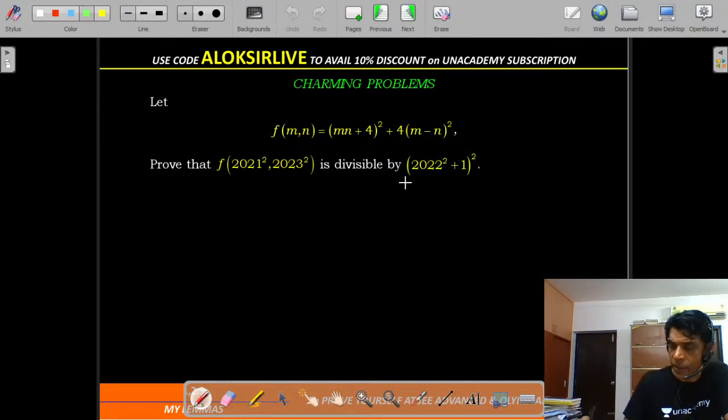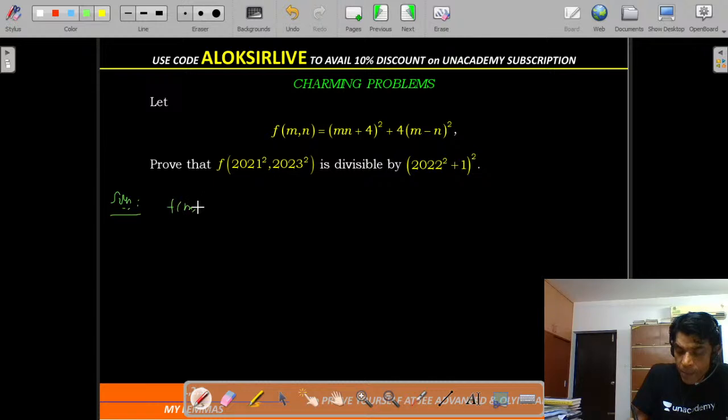Now this is really interesting. Now things get pretty interesting. See how good it looks. There is an expression F(m,n), and you are asked to prove that (2021 squared + 4)(2023 squared + 4) is divisible by 2022 squared plus 1 squared. Quite daunting. Looks quite bad, right? Quite big. But let's break it down and see how Sophie Germain actually comes to our rescue. It helps us. So first let me simplify this.